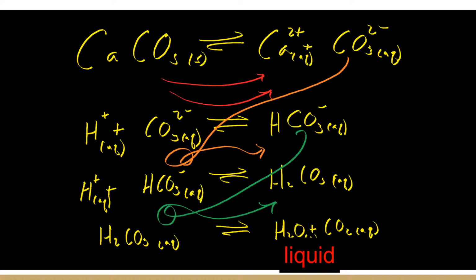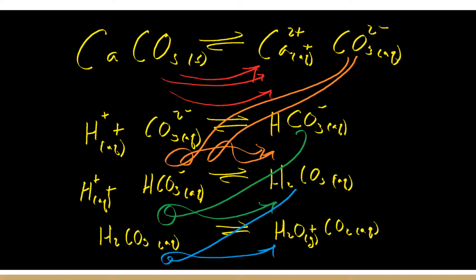Then the HCO3 minus, the bicarbonate, reacts with H plus to produce H2CO3, which pulls HCO3 out of solution, which pulls more carbonate out of solution, which pulls more calcium carbonate into solution, producing more calcium and more CO3. Then the H2CO3 breaks apart into H2O and CO2, which pulls out the H2CO3, which pulls out more HCO3 minus, which pulls out more CO3 minus, which pulls more CaCO3 into solution, producing even more calcium and even more carbonate.